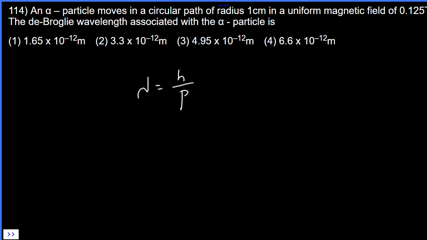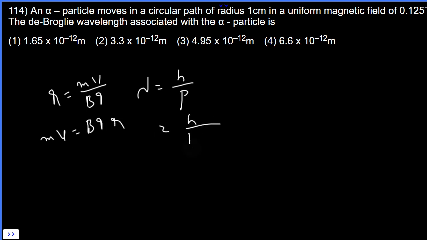So first of all, we can calculate the value of p. For this purpose, the particle enters the magnetic field. So radius is equal to mv by Bq. From this, mv is equal to Bqr. That means momentum is equal to Bqr. So momentum can be replaced as Bqr.